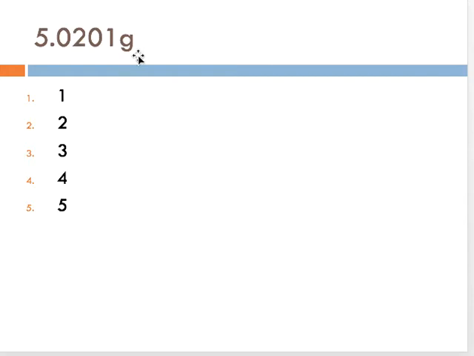So here's a measurement. Pretty good scale here. What kind of zeros are these? Look at your rules. These are sandwich zeros. They're in between digits that count. So all of these count. So you should have gotten 5 significant figures. 1, 2, 3, 4, 5. All right, let's look at the next one you had to do.